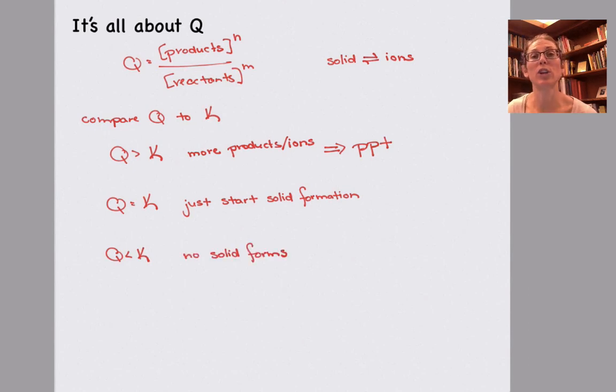In terms of words we could use to describe the solutions in these different situations, if Q is less than K, we say that solution is unsaturated. You could actually add more ions, and they would be able to stay dissolved. If Q is equal to K, we have a saturated solution. And if Q is greater than K, we're beyond the point of saturation. And so precipitate is going to form until you reach and return to that saturated solution.